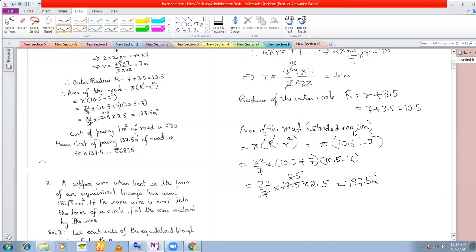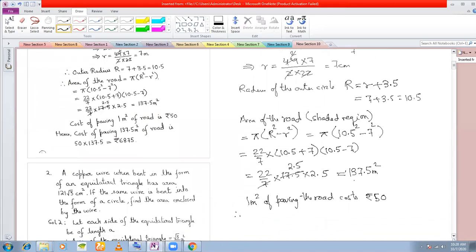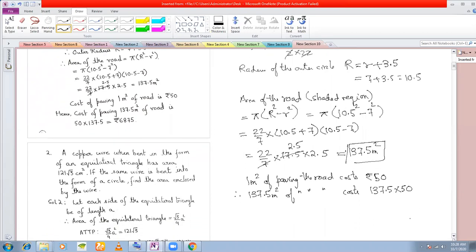Okay, and what is the cost? 1 meter square of paving the road costs rupees 50. Therefore, the entire road, whose area we have found to be 137.5 meter square, costs 137.5 multiplied by 50.